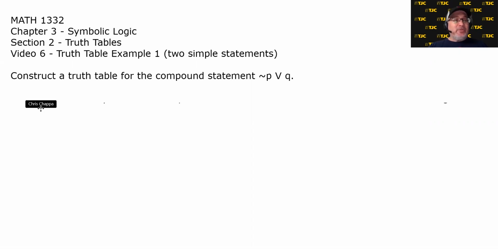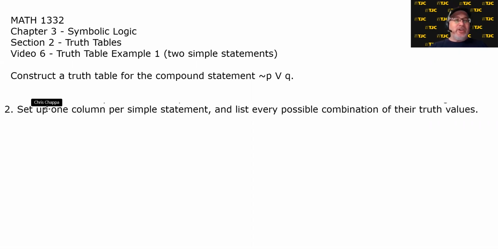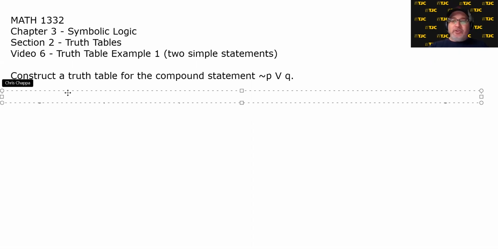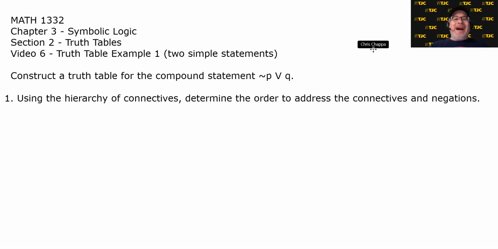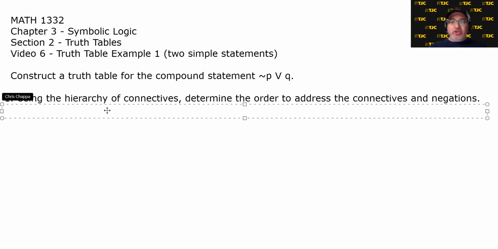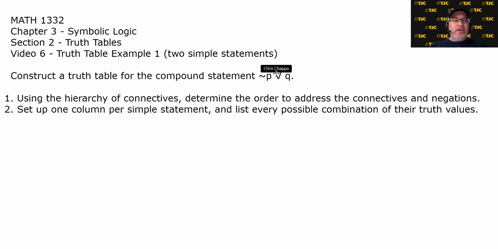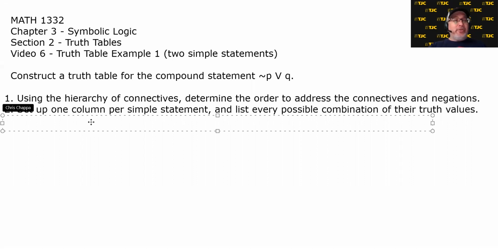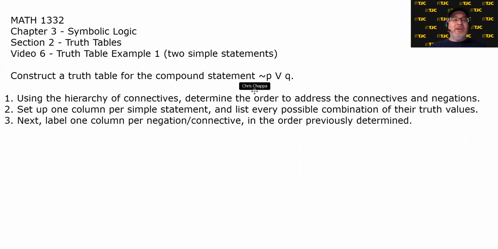We're going to take the same steps we took in the previous video, starting with step 1. Using the hierarchy of connectives, determine the order to address the connectives and negations. Step number 2, set up 1 column per simple statement and list every possible combination of their truth values. Step 3, next, label 1 column per negation/connective in the order previously determined.